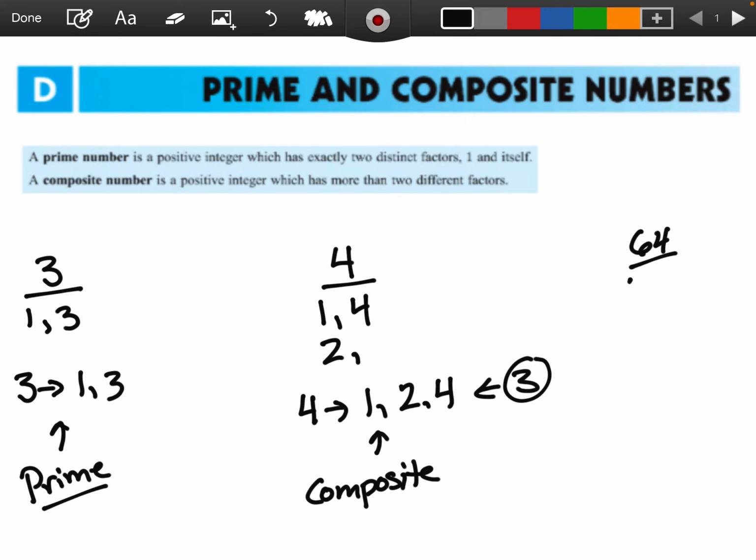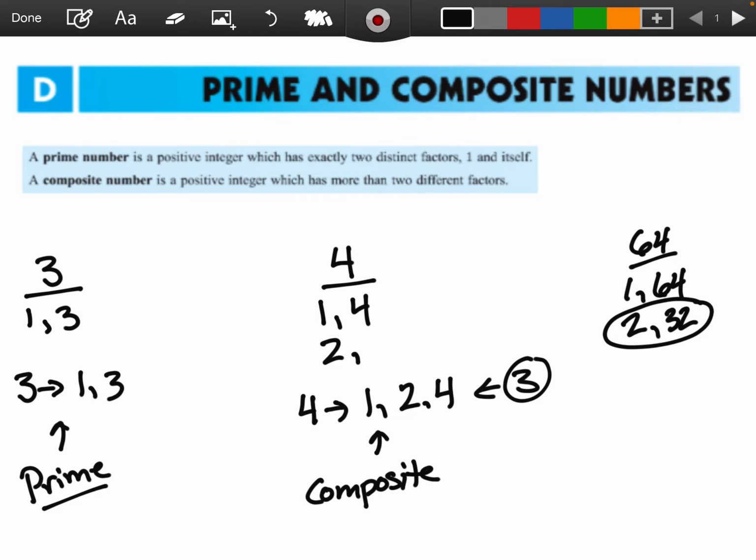So I would try 1 and 64, and then I see it's an even number, so I'm going to have 2 and something, in this case 32. Once I get that second row of factors, that's it. Game over. It is a composite number. I don't need to list them all out to determine if it is composite.